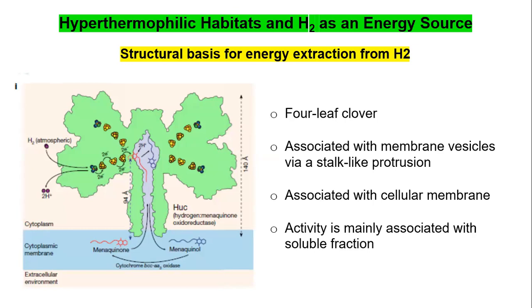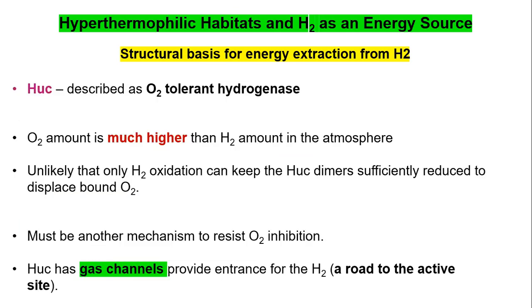So it looks like a four-leaf clover, and there are many membrane vesicles and stalk-like protrusions. And activity is mainly associated with the soluble fraction, because one portion is actually associated with the membrane. So it's a membrane enzyme. So it's a very, very specific HUK enzyme. And they described it a few months ago, literally during summer, as an oxygen-tolerant hydrogenase.